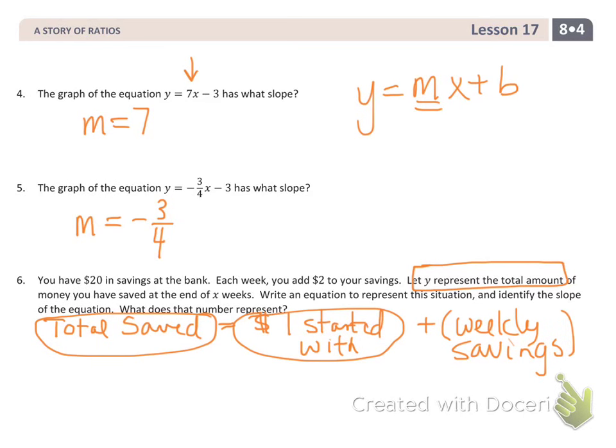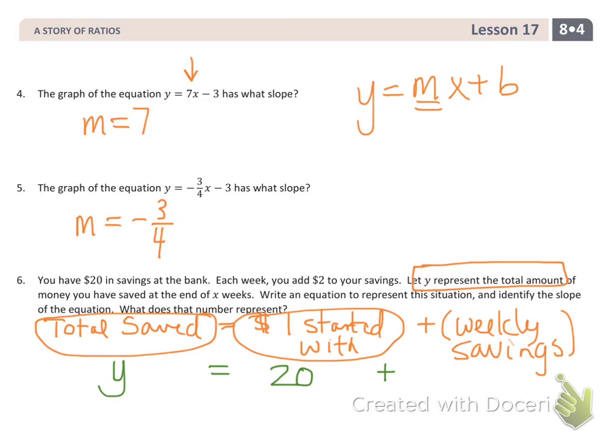Okay, so that's kind of a verbal model of that problem. So I'm told that the total, I'm going to let y be the total saved. So the total saved is y. That's going to equal the dollars that I started with, which was 20, added to my weekly savings.